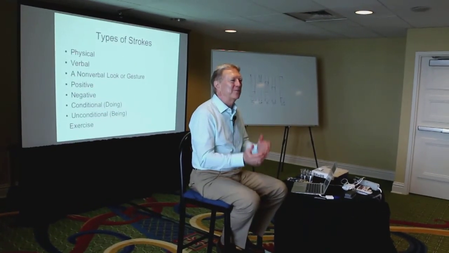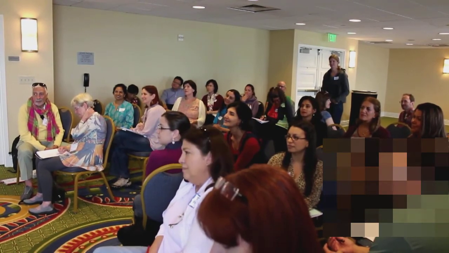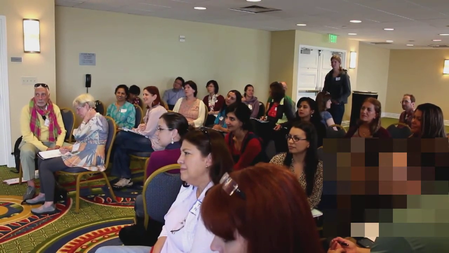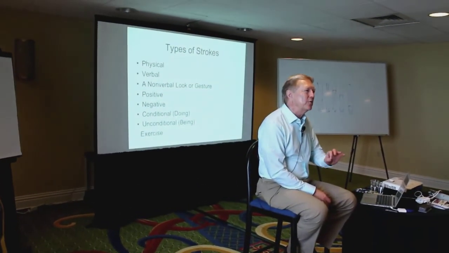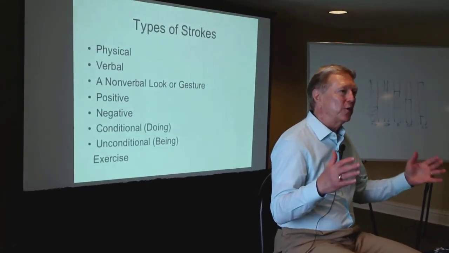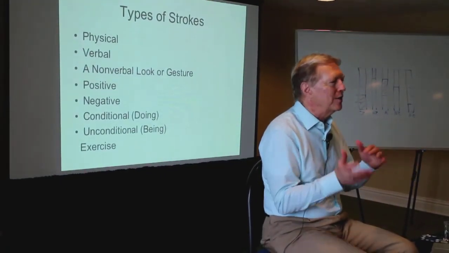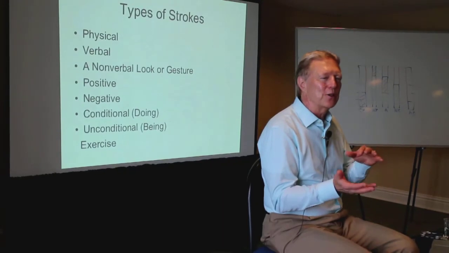Which did you like better, a stroke for doing or a stroke for being? Being. Yeah. Because it's just an unconditional affirmation of you as a human being. Those are the most fulfilling strokes of all, unconditional positive strokes for being. We need a few negative strokes for doing to let us know where the boundaries are. But we need a ratio of about 5 to 1 positive to negative strokes.